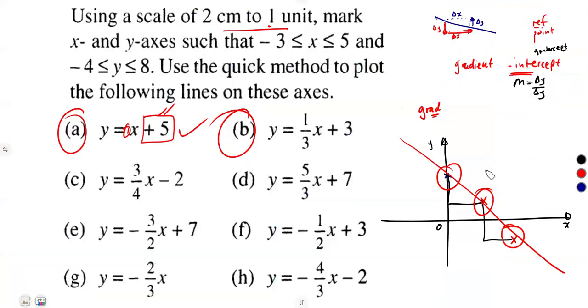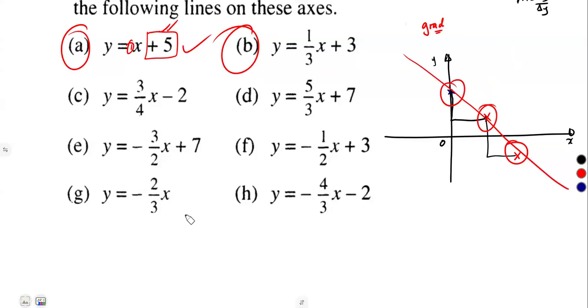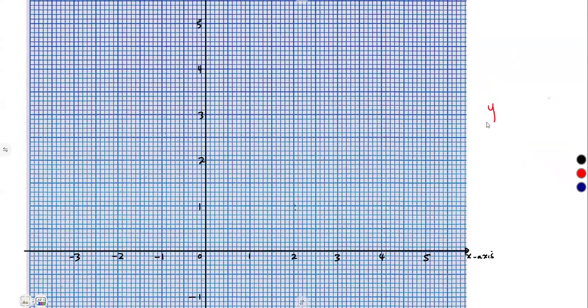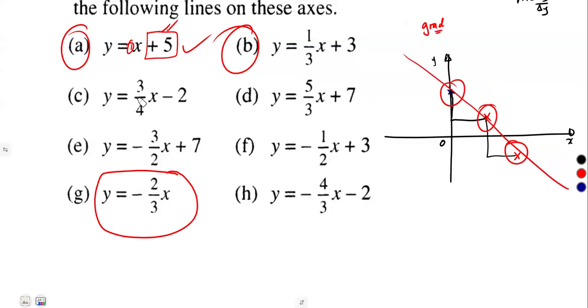All right, so let's just have another one, which is a negative gradient. All right, this one is okay. You can even use this one. All right, y is equal to -2 over 3x. So as an individual, I want you to try these remaining ones, C, D, E, F, and H. Where you do not understand, let us communicate.